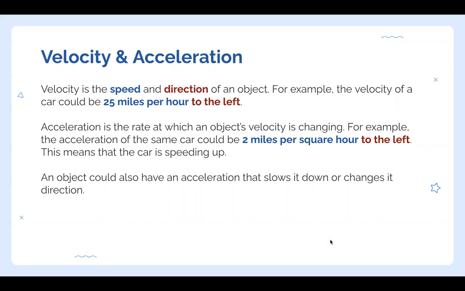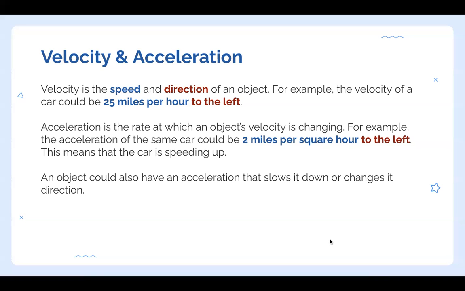We can tell that the car is speeding up because the car is already traveling to the left, and now it's undergoing a positive acceleration because 2 is a positive value and it is staying in the left. So basically it's already traveling to the left and now its speed is increasing as it's going to the left. An object could also have an acceleration that slows it down or changes its direction. So a lot of people tend to forget that changing direction is another form of acceleration.